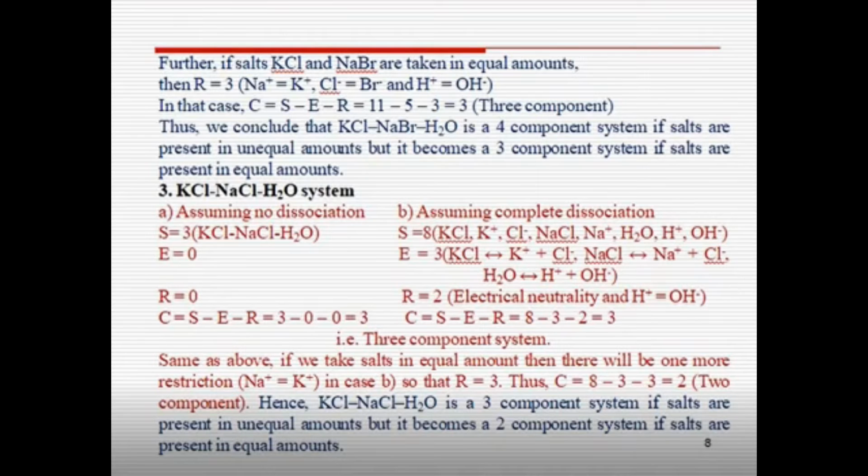Similarly, we take another example of the potassium chloride, sodium chloride and water system, and we will discuss both cases, that is in the first case when there is no dissociation, and in the second case there is complete dissociation of the salts and water system. So we can see here that in both the cases the system is a 3 component system. Same as in the above case, if salts are present in unequal amounts, then the number of components will be 3, but if salts are taken in equal amounts, then the system becomes a 2 component system.